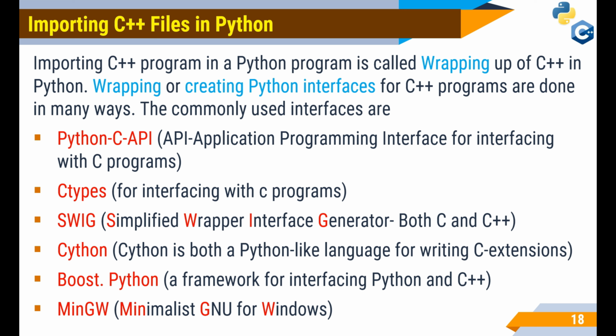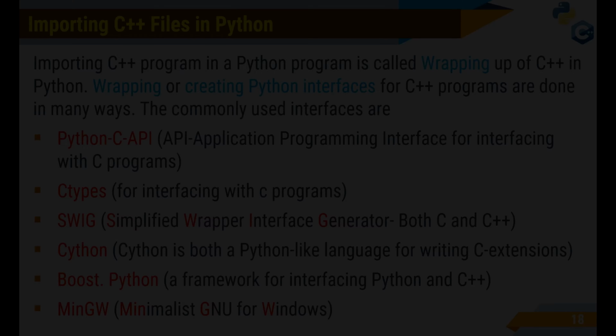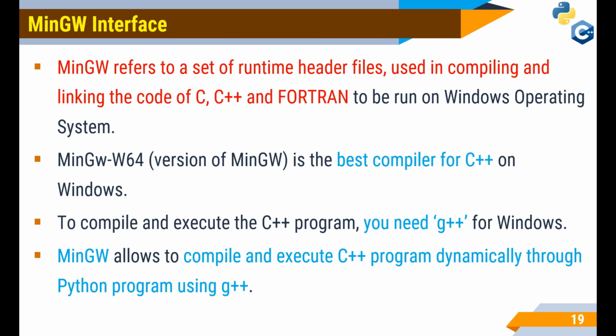Next, Cython. Cython is a Python-like language for writing C extensions. Next, we will see Boost.Python, a framework for interfacing Python and C++. Now, MinGW is nothing but Minimalist GNU for Windows. Okay, next we'll see MinGW.